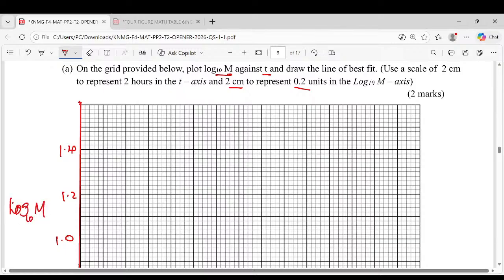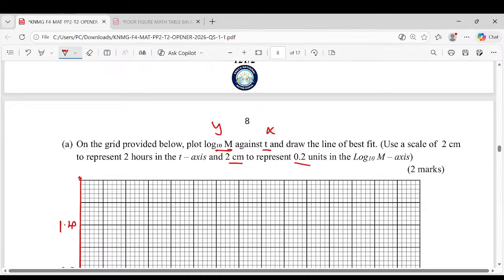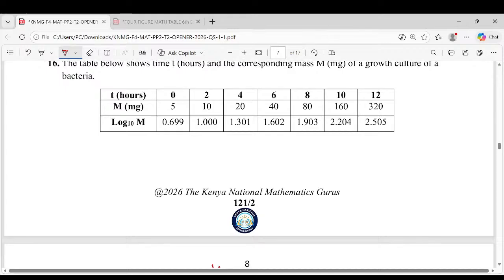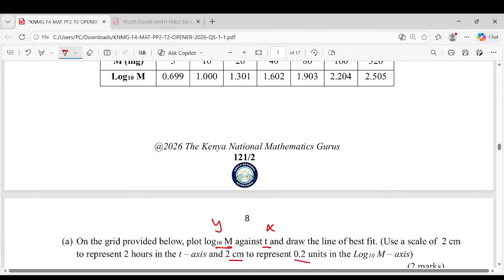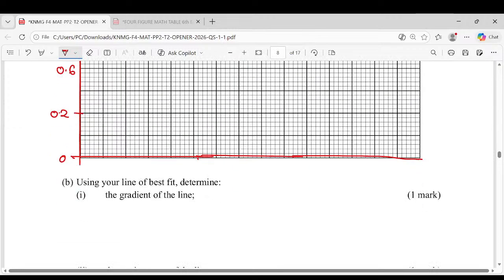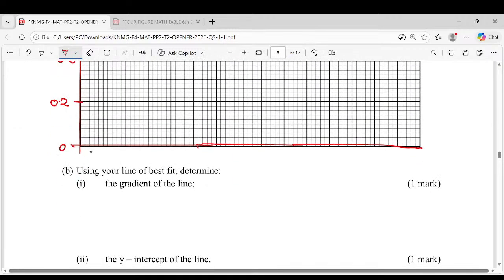That is that axis. On the x-axis, we are going to have t. T moves all the way from 0 to 12, and they are saying 2 centimeters to represent 2 hours from 0 to 12. So this is 2, 4, 6, 8, 10, 12, like that. This is time in hours. So let us do the plotting.